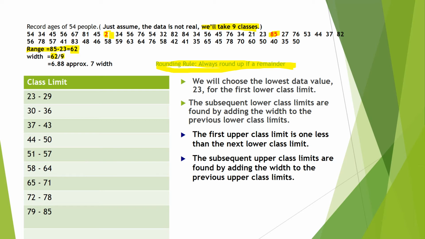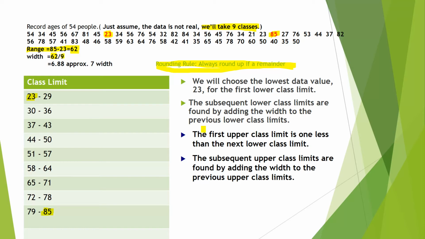So the smallest value is 23. Our first class limit will start from the lowest value and end with the highest value, or maximum value, 85. We will choose the lowest data value, 23, for the first lower class limit. The subsequent lower class limits are found by adding the width to the previous lower class limits.